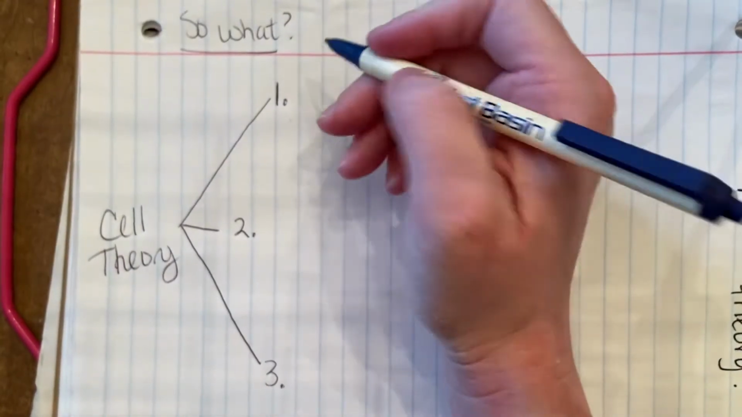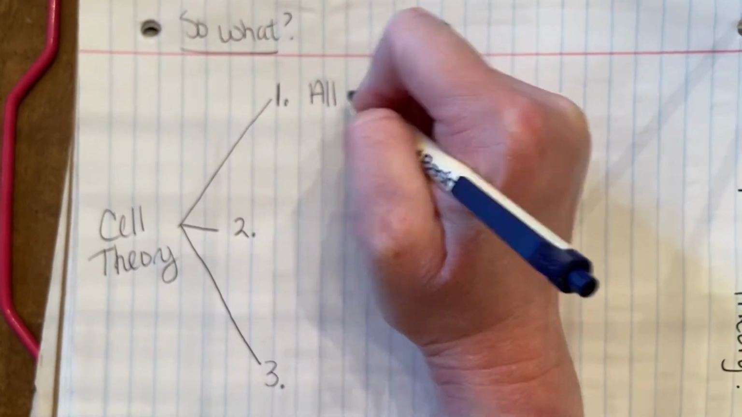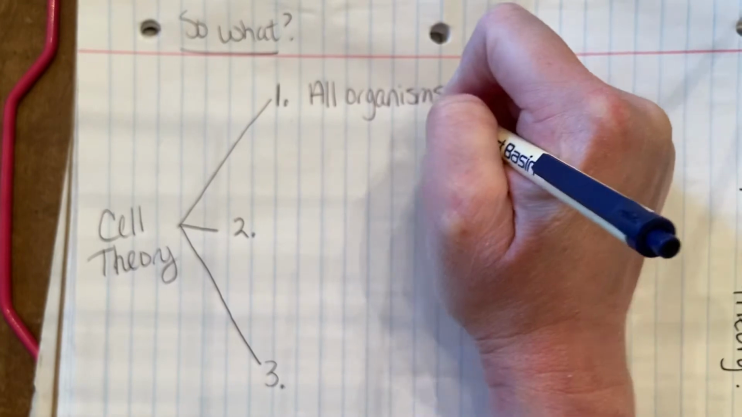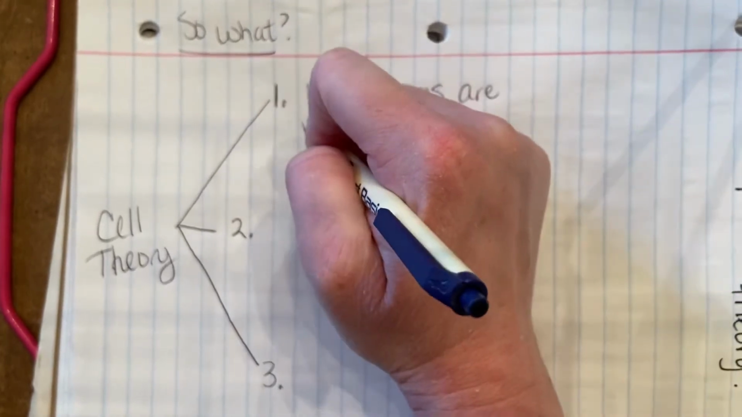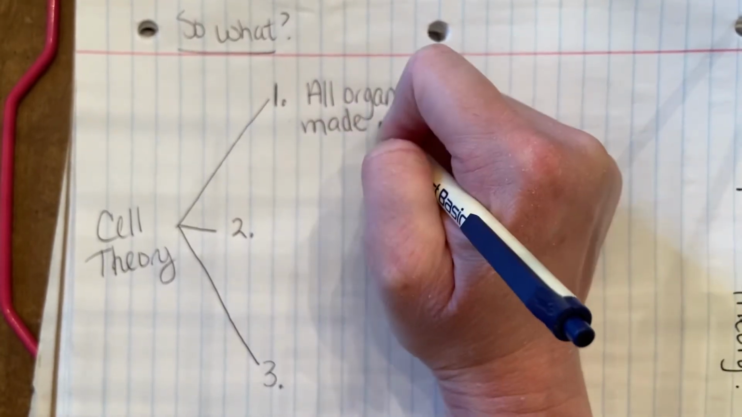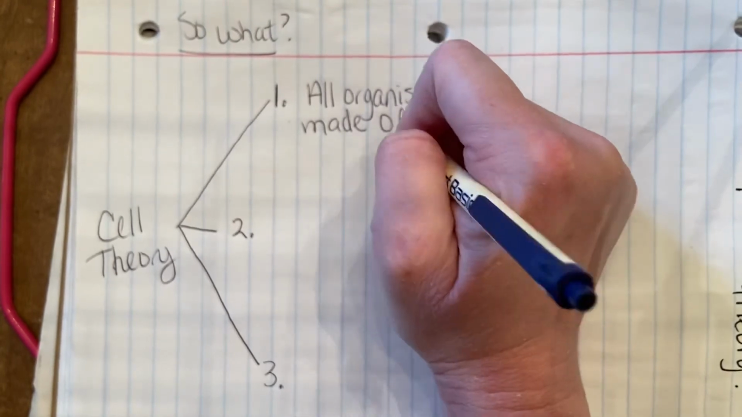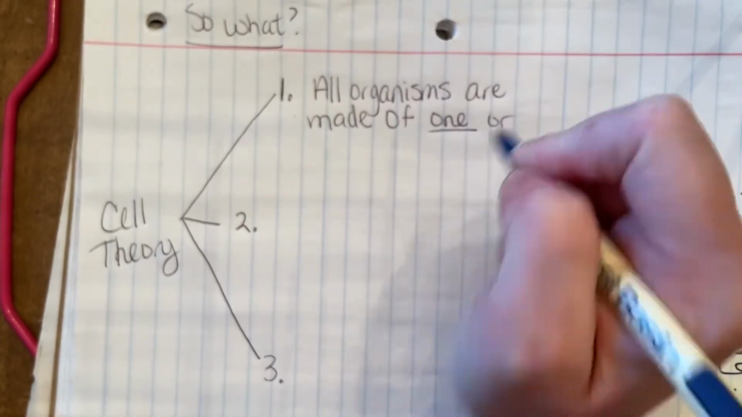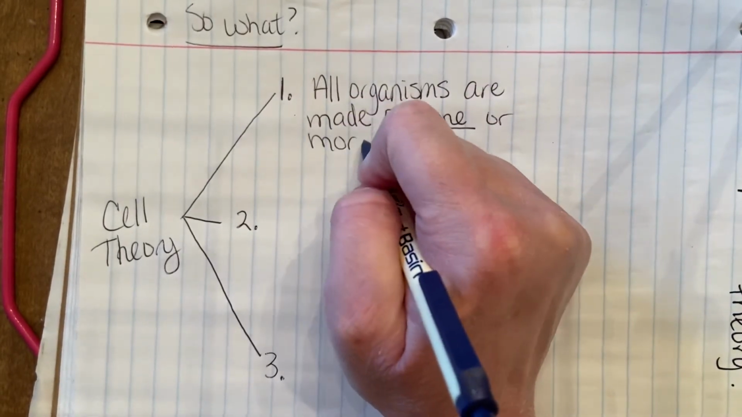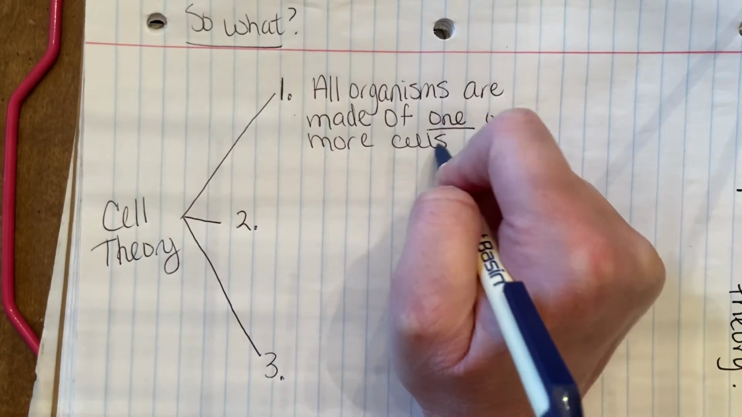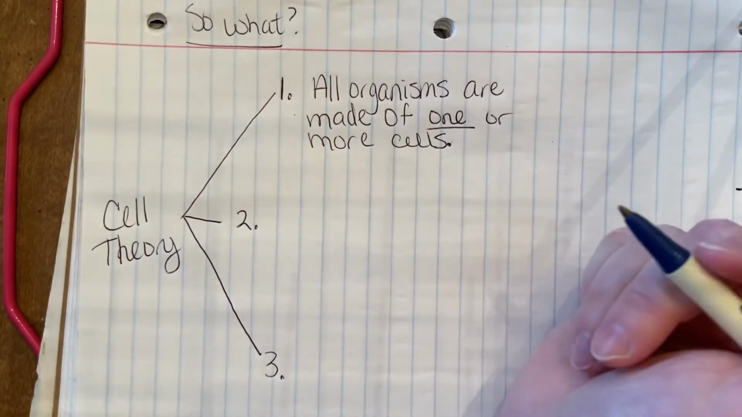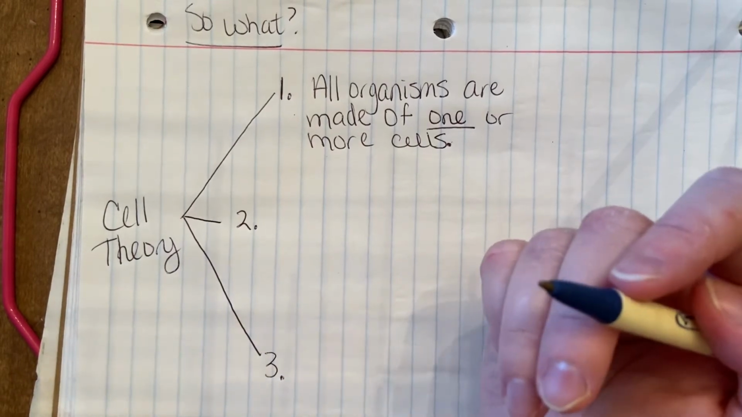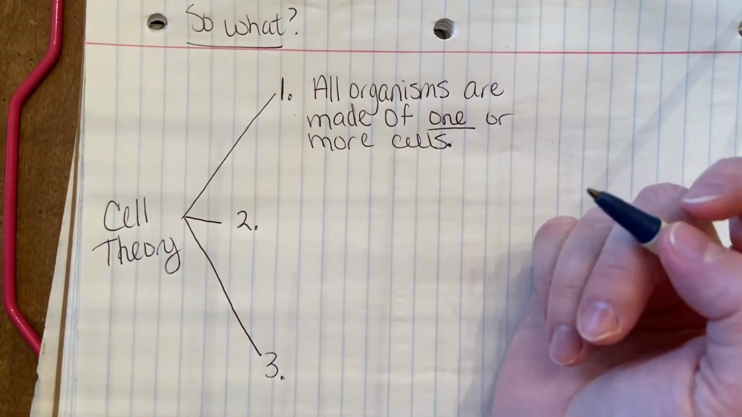All right, so the first component is all organisms, so all living things are made of one or more cells. Okay, remember, we're made up of cells. We're made up of actually one or more cells.